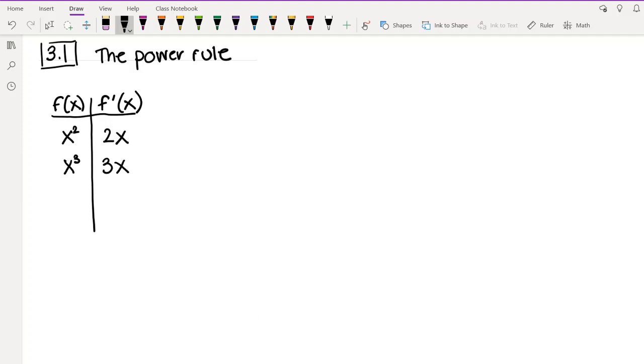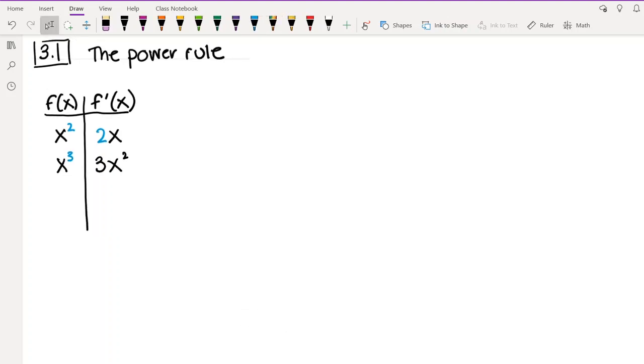and that came out to be 3x squared. One thing that you might notice here is that the number that ends up being the coefficient, and maybe let me even color code this, this number here, is the same as the original exponent. So the exponent of the original function became the coefficient of the derivative. And then similarly here you had an x cubed, and that became 3x squared.